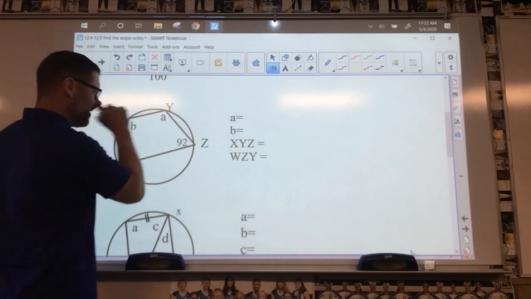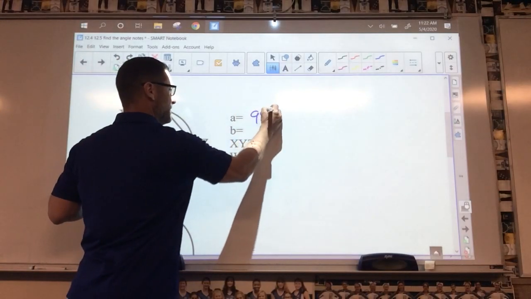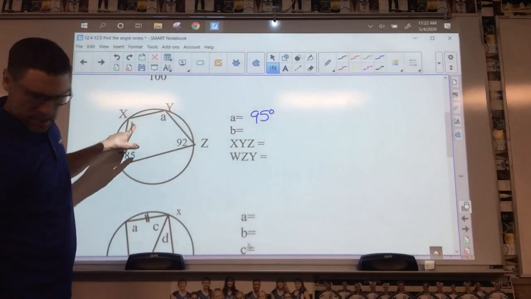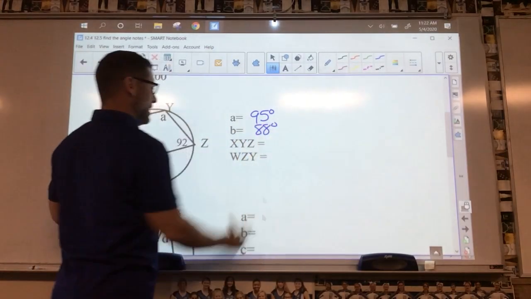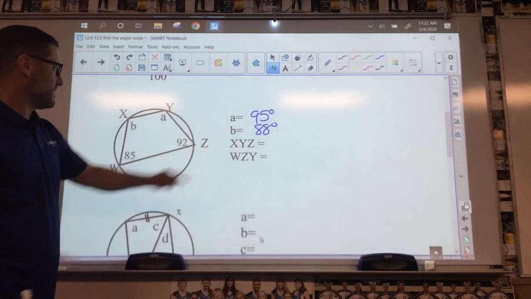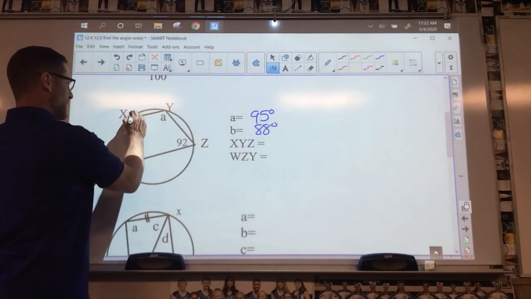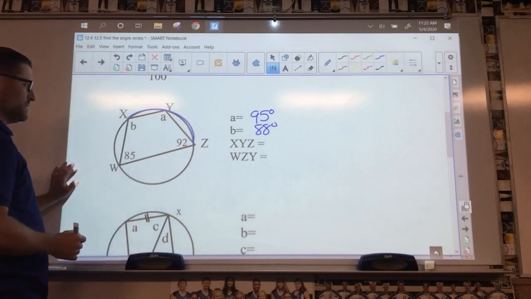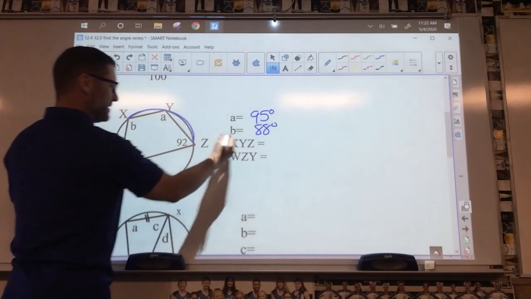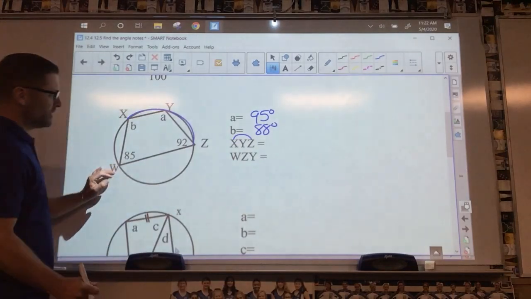And that's a 95-degree angle. 95 degrees. The B, I can do that in my head. That's 88. Arc XYZ, XYZ right there. Arc XYZ, and I put a little arc over it.